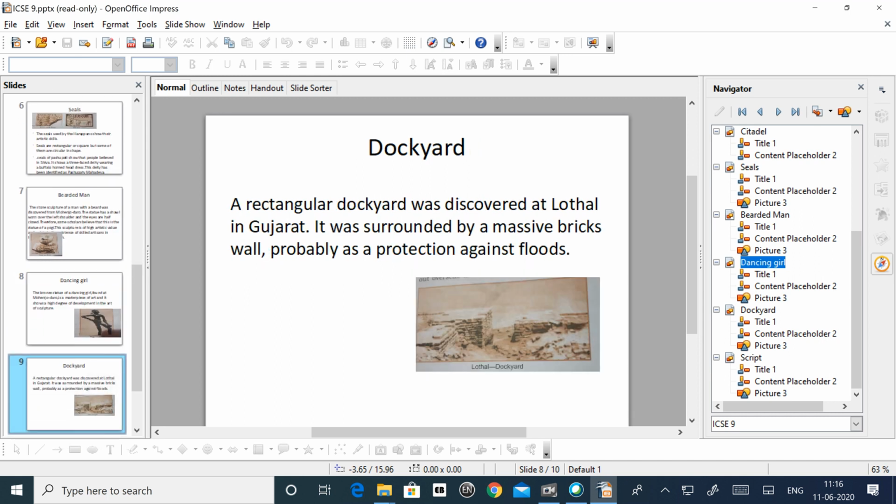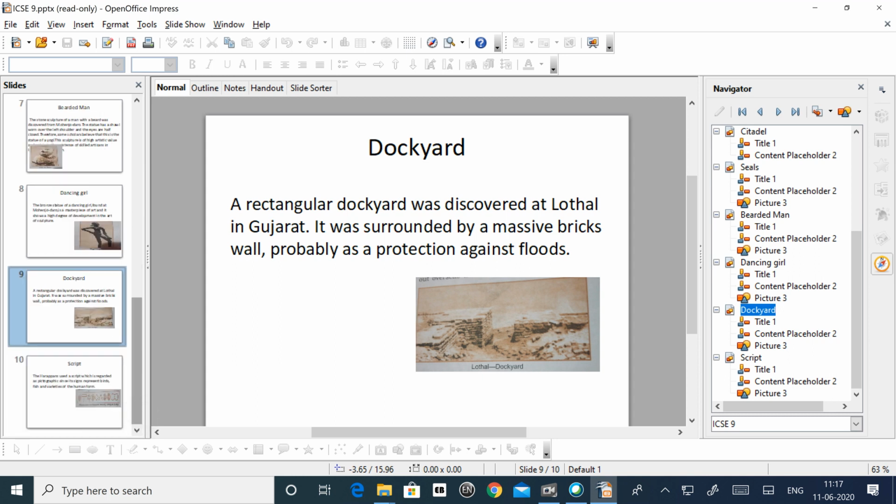Then next important one is Dockyard. It is a rectangular area, and it was discovered at Lothal. It was surrounded by a massive brick wall for protection against flood. What is the most important use of Dockyard? Protection against flood. That is another important source of Harappan civilization.